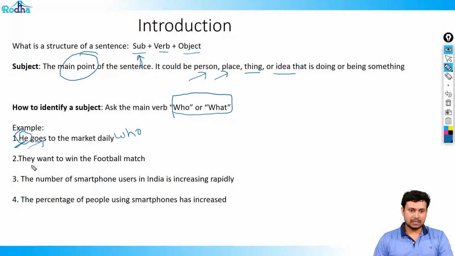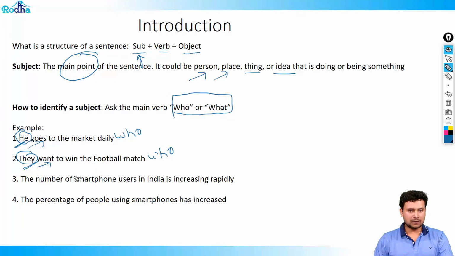Similarly, this example, they want to win the football match. Again, who wants to win the football match? Here you'll have to focus. And therefore, again, you'll ask the same question. And the subject you get is they. Let's move to a trickier sentence.